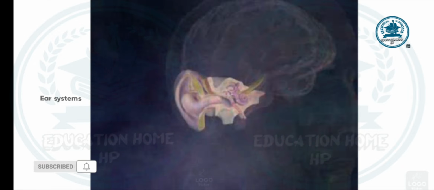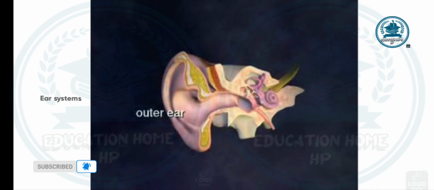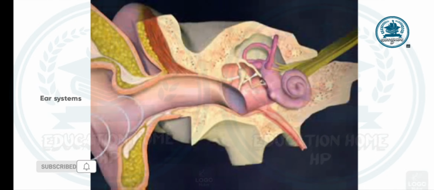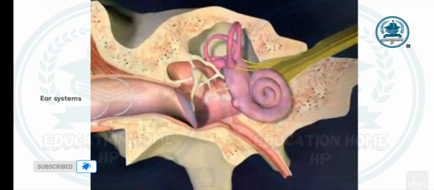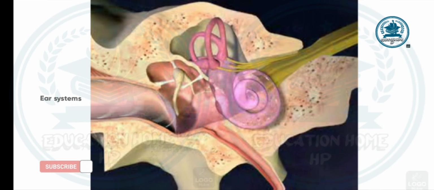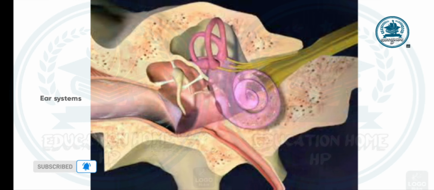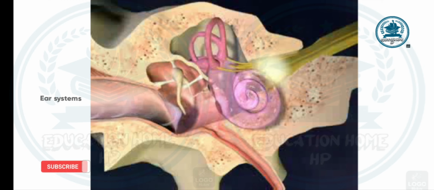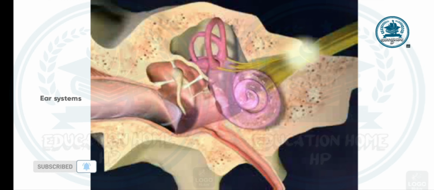When sound waves reach your ear, they are gathered by the funnel-shaped outer ear and channeled into the middle ear. At the doorway to the middle ear, sound waves hit the tympanic membrane or eardrum. The resultant vibrations then travel through the middle ear and then into the fluid-filled inner ear, where they are converted to signals that are sent to the brain.